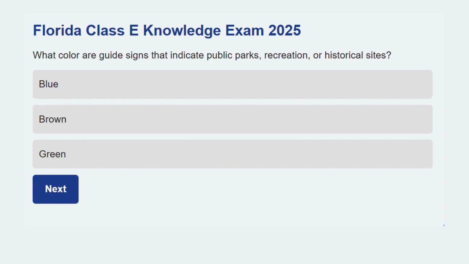On to the next topic. What color are guide signs that indicate public parks, recreation, or historical sites? Brown guide signs indicate cultural or recreational interest.